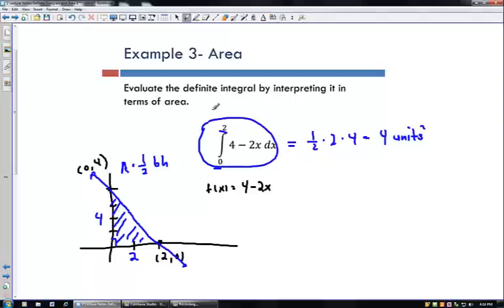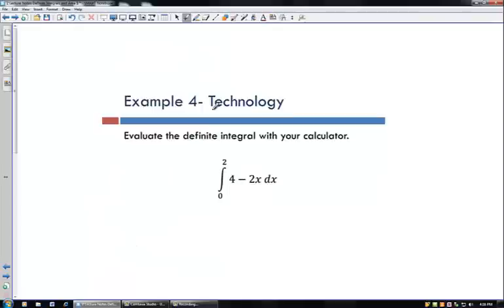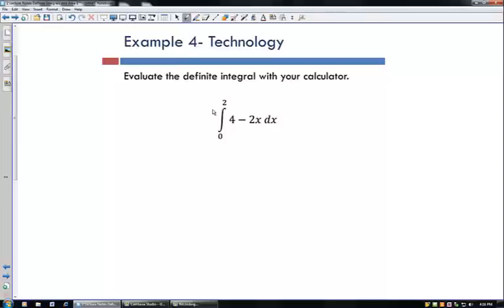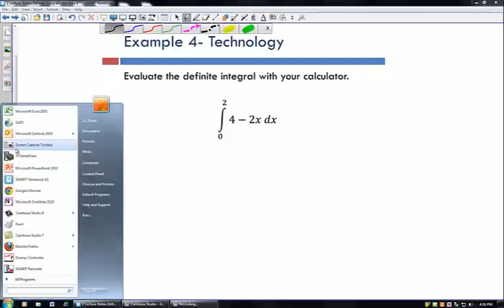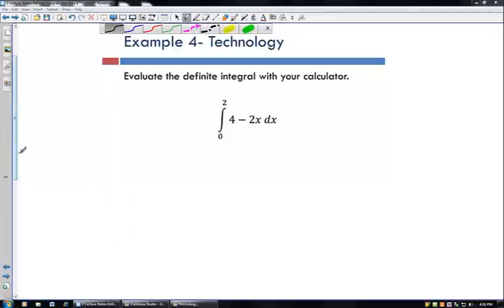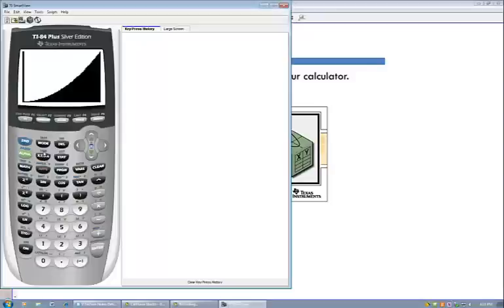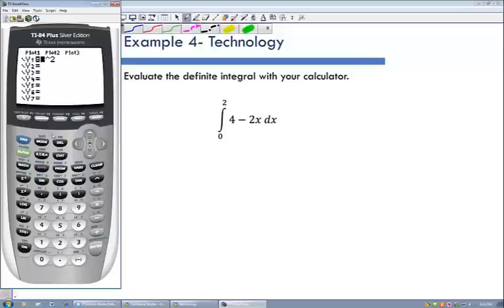All right, and so now in the next example, instead of using geometry, we can use technology to do this, and that's actually a lot simpler. And so let's take out our calculators here. And just like we did in the last lecture, you can simply graph the integrand and then use your calculator. And so let's get rid of this. And so we hit y equals, we'll graph the integrand, 4 minus 2x.